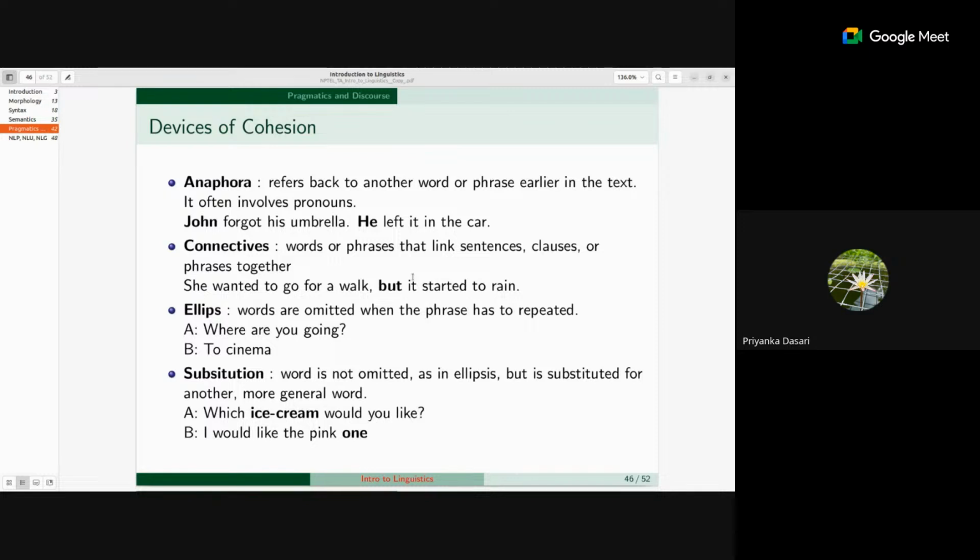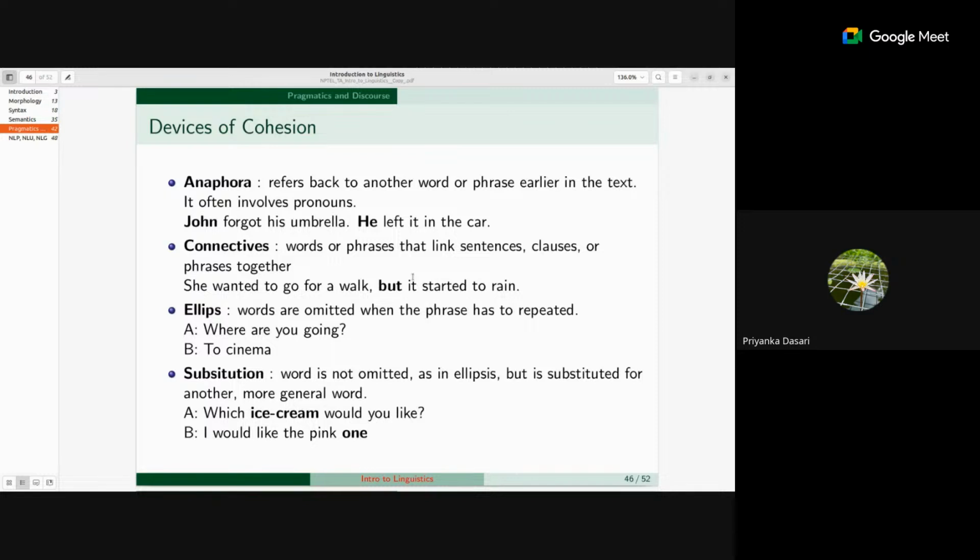in the text. It often involves pronouns, like: John forgot the umbrella. He left it in the car. So actually, all these discourse related topics are also covered in the further lectures. If you understand the basics here now, it will be helpful in the further sections.